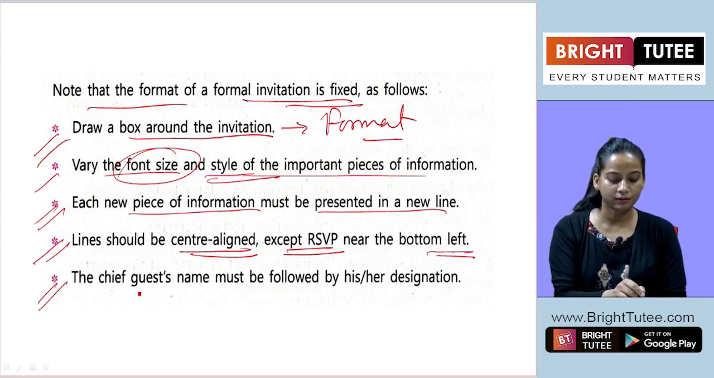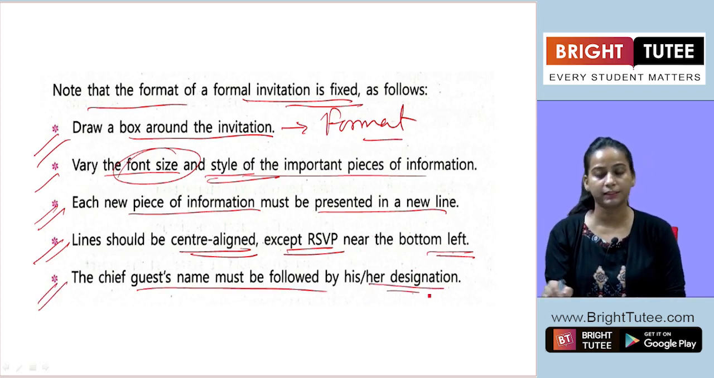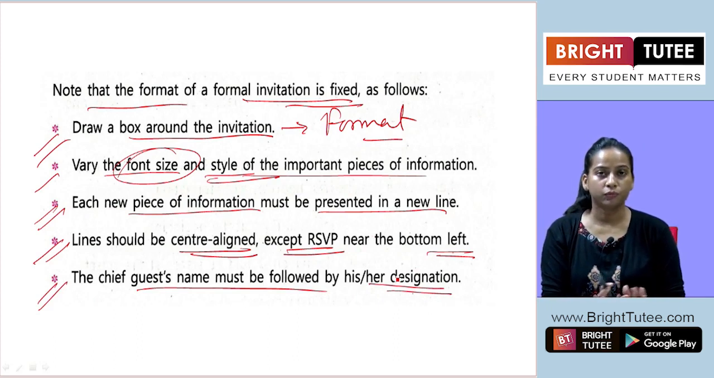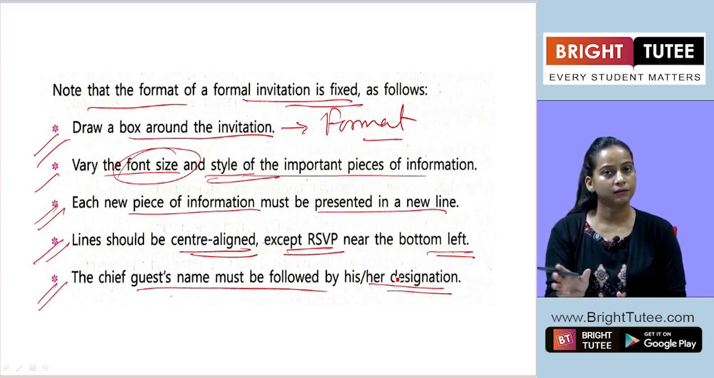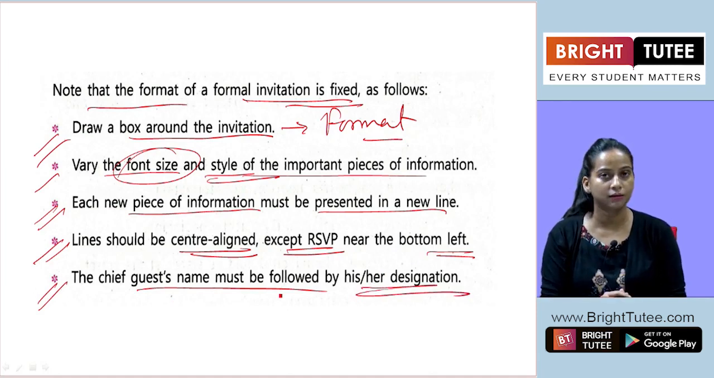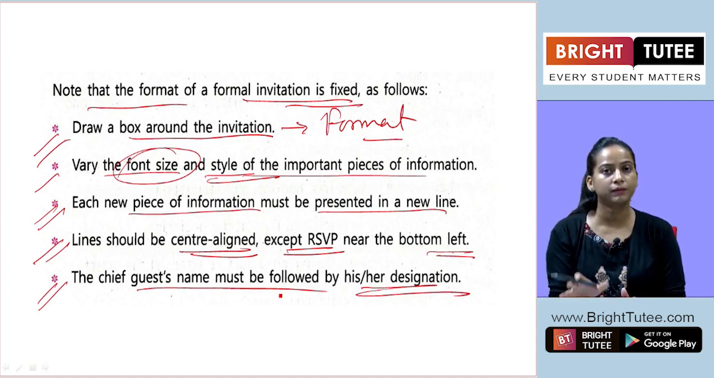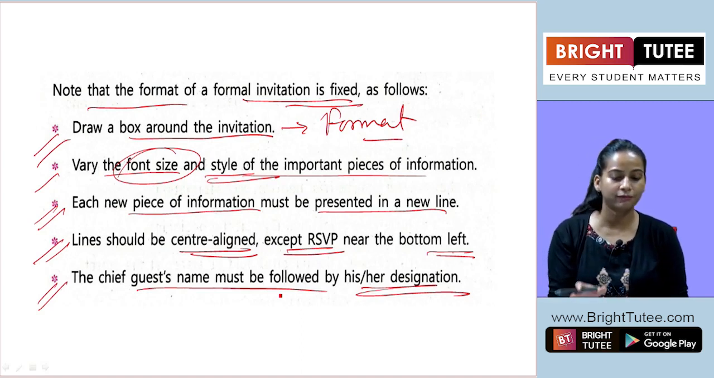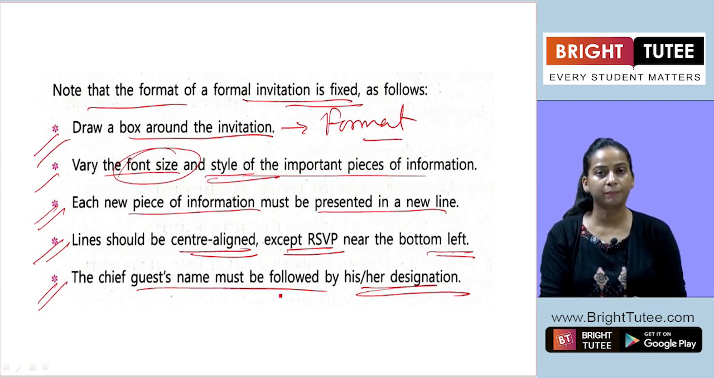The chief guest name must be followed by his or her designation. Clear? Like if you are inviting someone, the secretary or the president of something, the name of the person will be there and that will be followed by his or her designation. The president or secretary, the Bollywood actor or actress, whatever you would like to mention, must be given just below the name. So hopefully all these points are clear that we have to include as a part of the format of formal invitation.